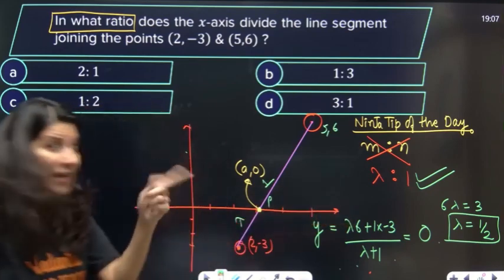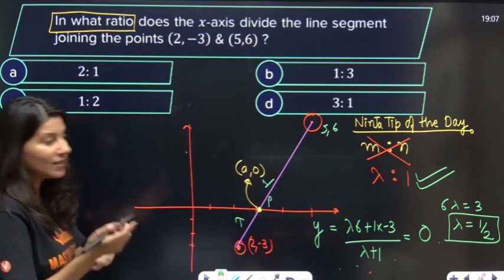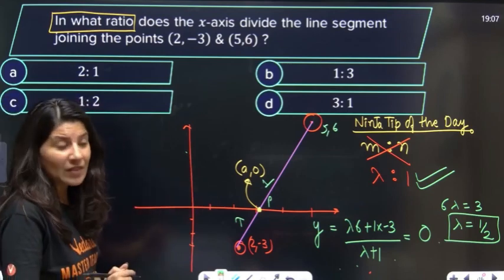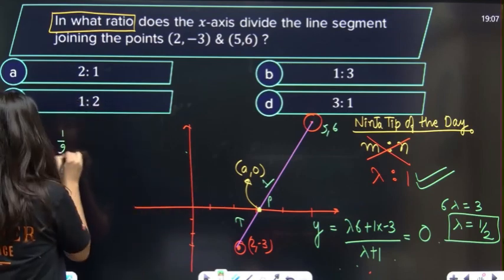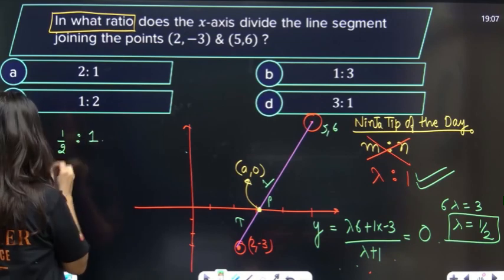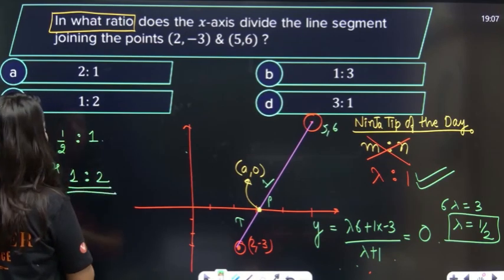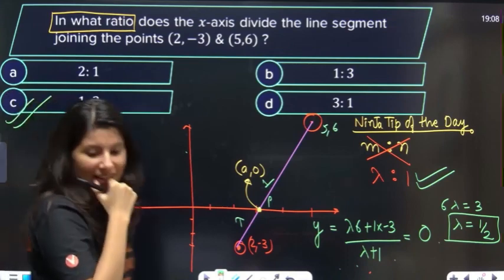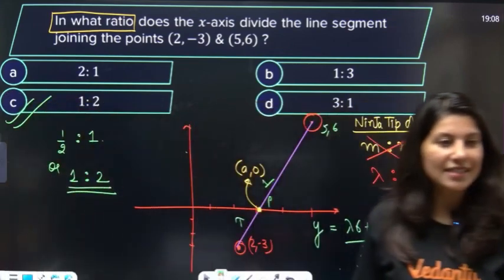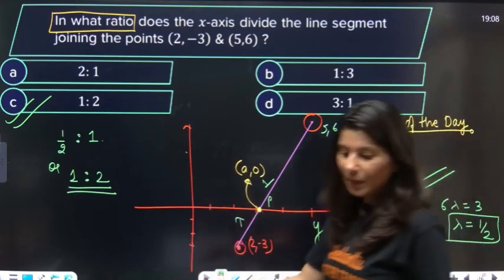So lambda is actually coming out as positive. Lambda is half, so half is to 1, or you can say 1 is to 2. So now the ratio is 1 is to 2. Option C is absolutely correct. I think Ronit, this explains your doubt.